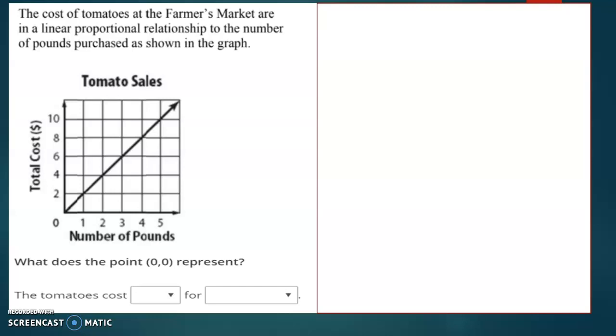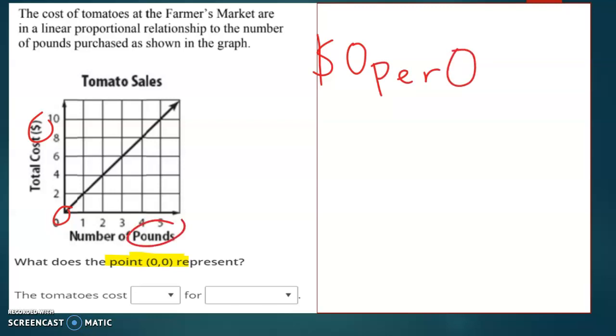Number 6, it says, oh, it's asking what the 0, 0 on this graph means. So I'm going to look at it and I'm going to say 0, pick up the Y unit, which is dollars, per 0 pounds. And that's how you read the graph.